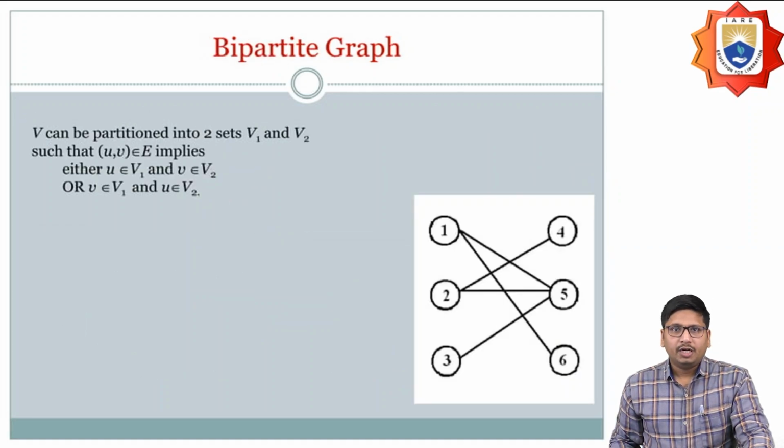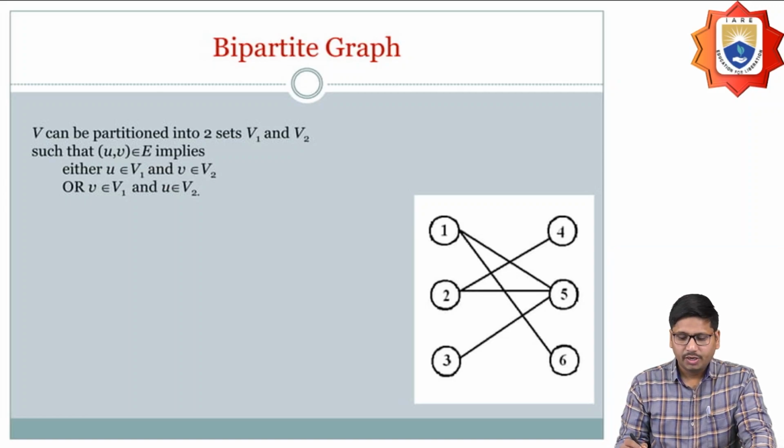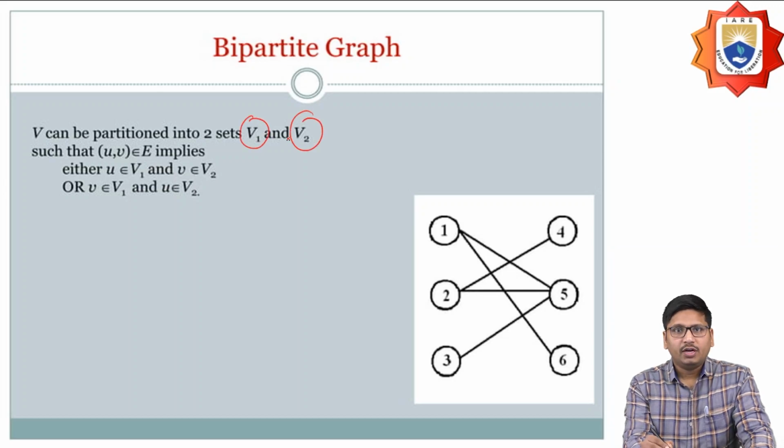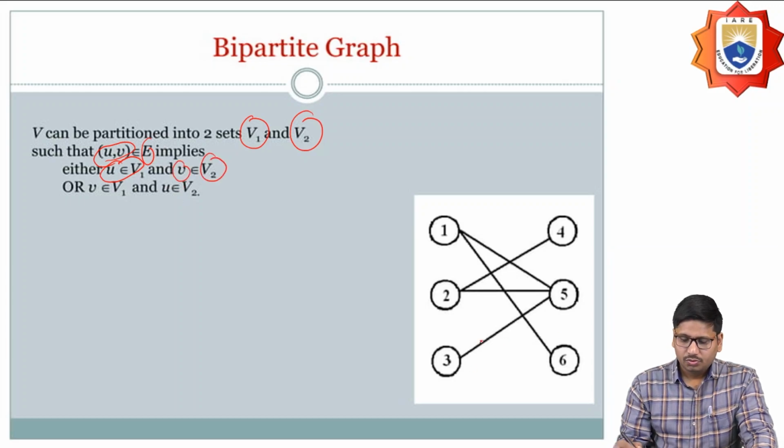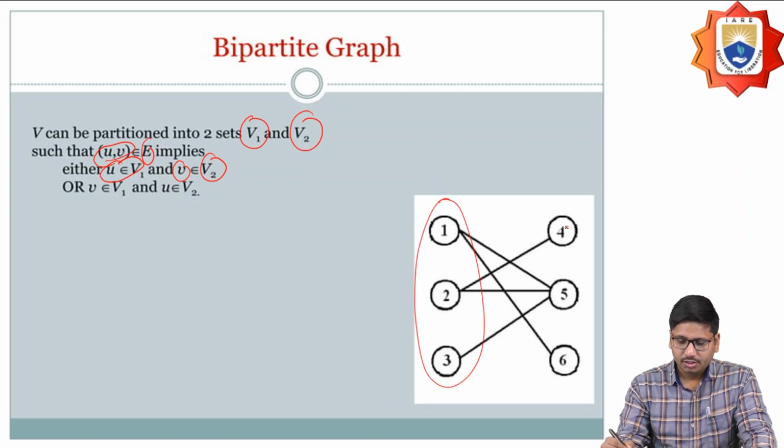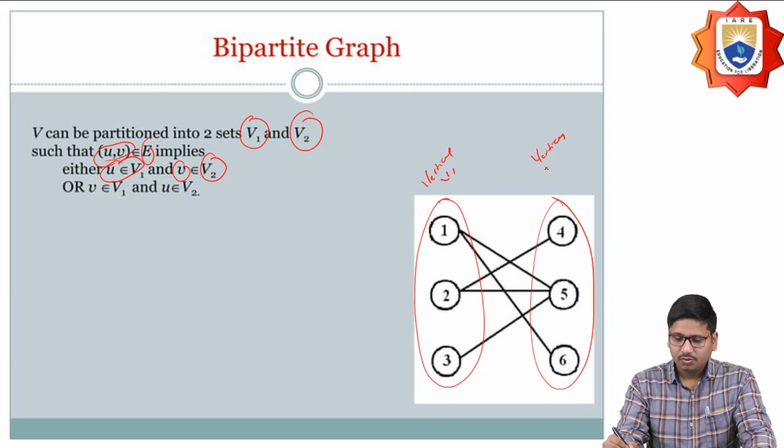And next one is the bipartite graph. So what is this? Here the vertex set is divided into two sets, v1 and v2, such that an edge uv belonging to e implies that one vertex should be in v1 and the other vertex should be in the v2 set. So like this, this is one set of vertices v1, and this is another set of vertices v2.